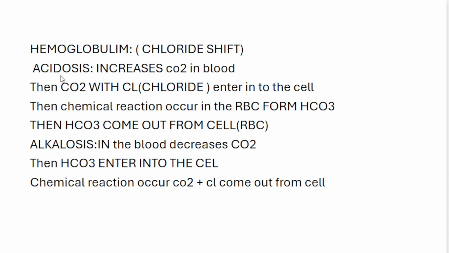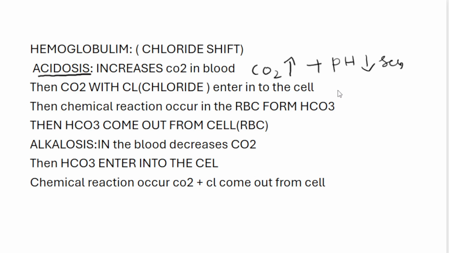Next we will discuss the hemoglobin system, also called the chloride shift. How does hemoglobin maintain acidosis and alkalosis? In acidosis, what will happen? pH decreases and CO2 increases. Here we can see what happens in the hemoglobin system in acidosis. In our blood, CO2 increases and pH decreases.